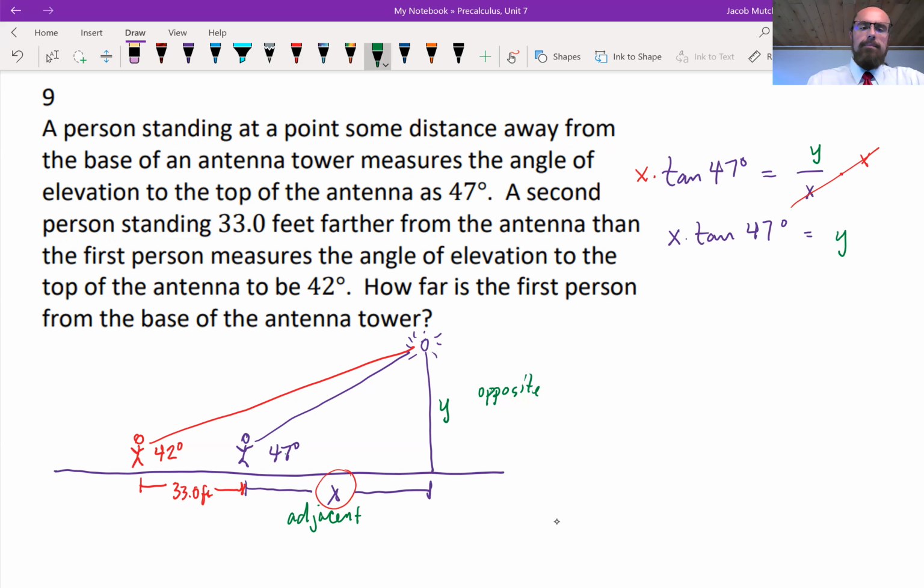What I want to do is set up a second right triangle with the second person, the one in red here. For that person, it's also tangent, but the angle is 42 degrees. Still y is the opposite side, but the adjacent side's not just x, it's x and 33 more feet. So I'm going to call that x plus 33. Just like we did in the previous example, I'm going to let y stand out there. I want to solve for y. So to do so, I'm going to multiply both sides by x plus 33 to cancel on the right side.